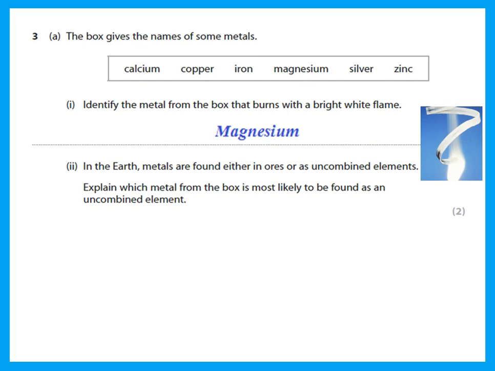And that means that the metal is not reactive. So the one that is most likely to be found as an uncombined element is the one that is least reactive, so it is silver. And he's saying explain. Remember, when he says explain which metal, that means you tell me which metal and you explain why you chose that. So it is silver because it is the least reactive.